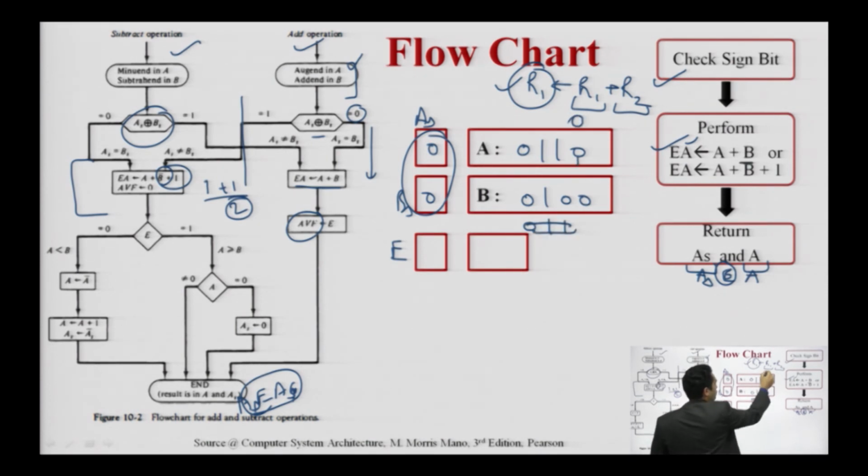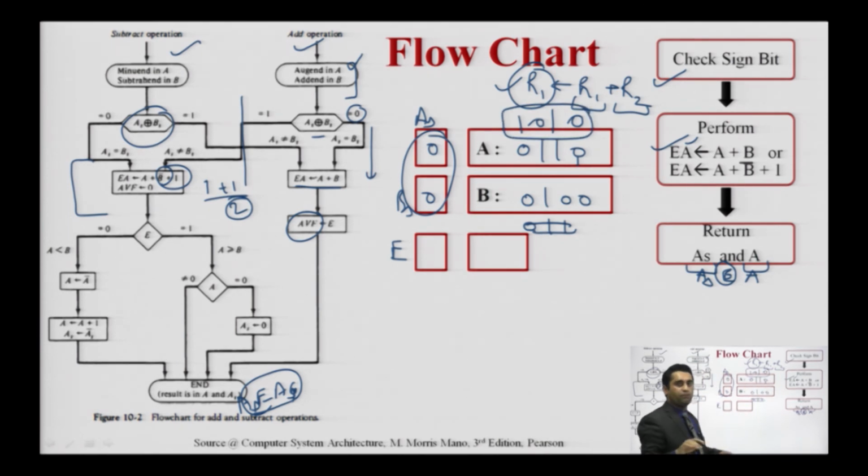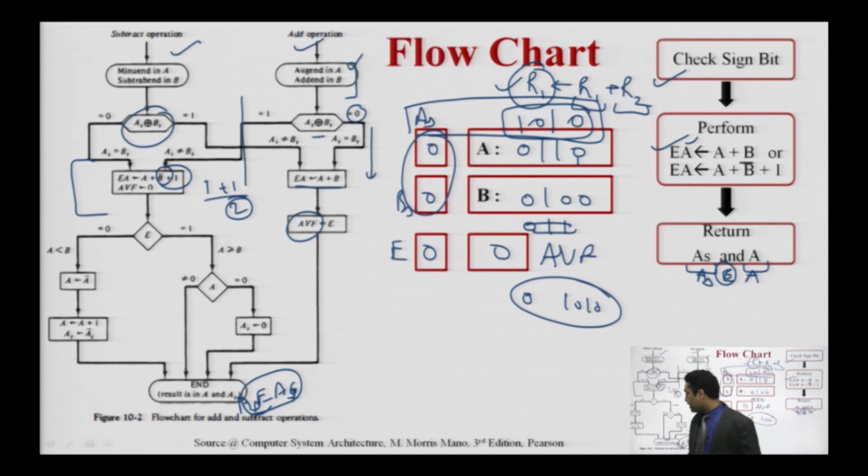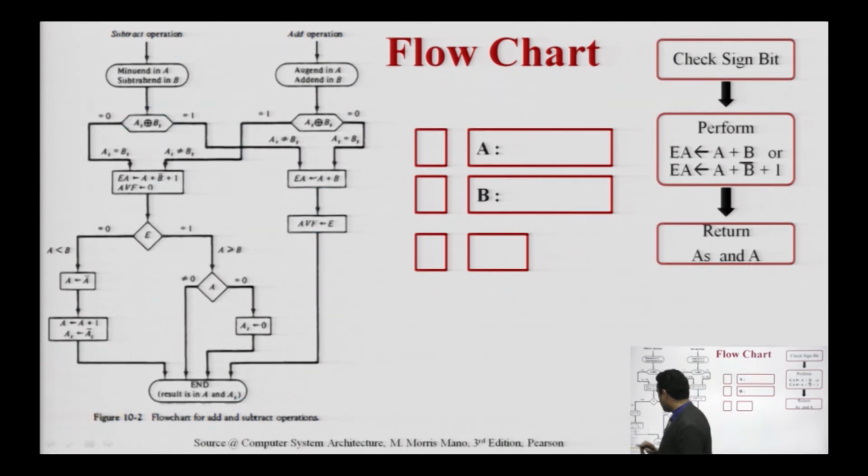perform this operation, 0 1 0 1. This is a 4-bit register and the answer is in 4 bits, meaning no carry is generated, so E is also 0. So the answer is in AS A, and the answer 0 is for AS. This is the answer. What will happen if I am taking a negative number? Take also an example of a negative number.